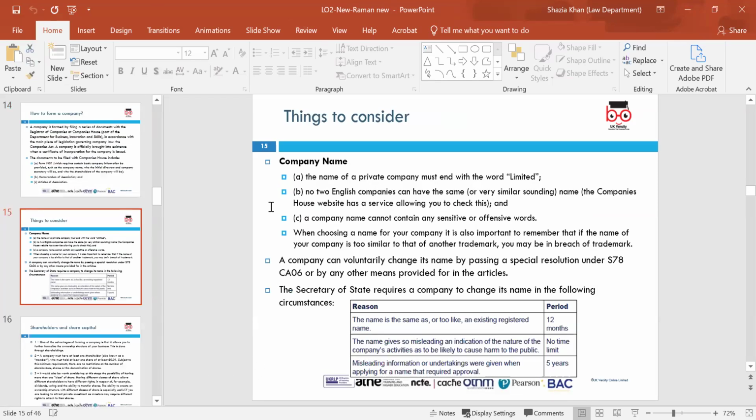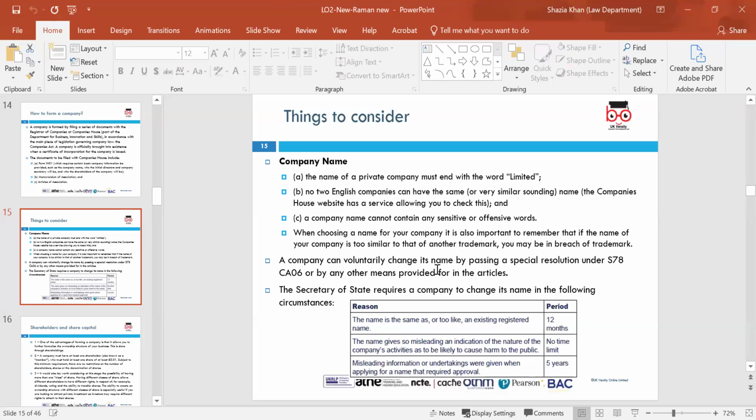So, things to consider. Consider a company name. You need to consider a name that ends with the word limited. And it can't be a sensitive or offensive word. It's important to make sure that your company name is not similar to another company, because then you would get into trouble for that, as you would be copying under the company's name, and that would involve things like patents, trademarks and copyright.